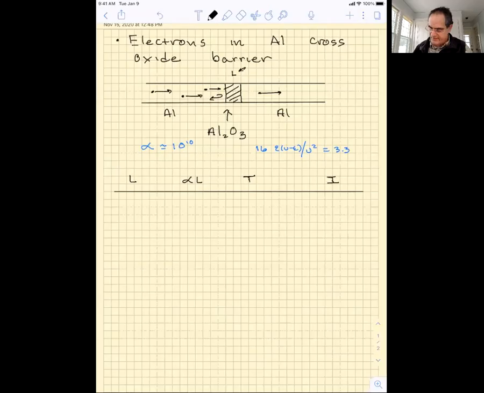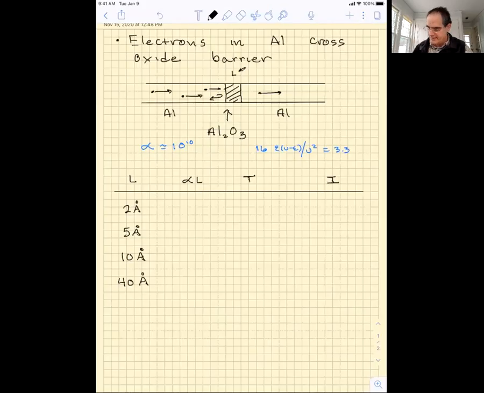So let's investigate some different distances. L equals 2 angstroms, 5 angstroms, 10 angstroms, and 40 angstroms. 40 angstroms, still pretty small, right? All right, so in this case, what's alpha L?